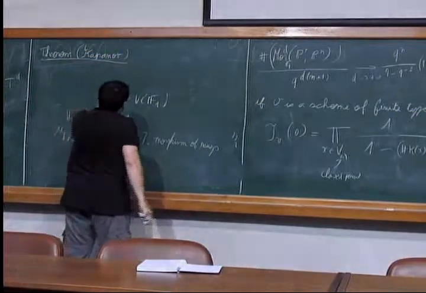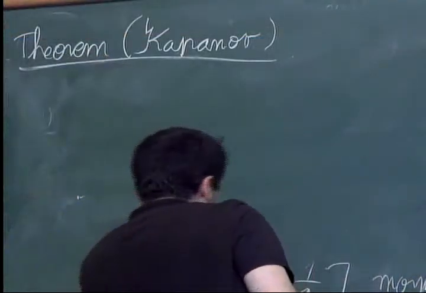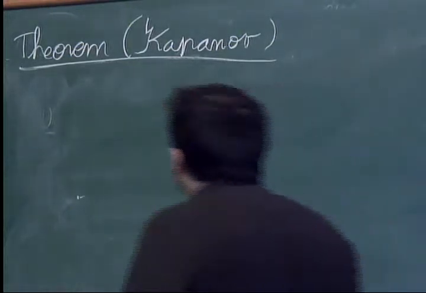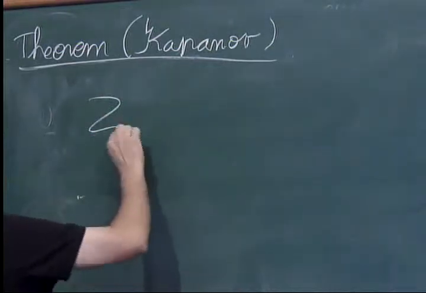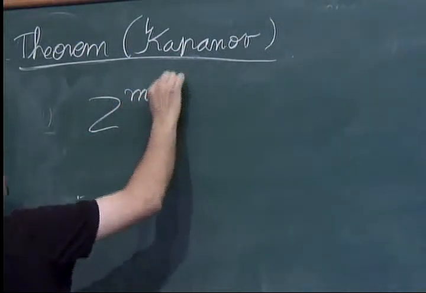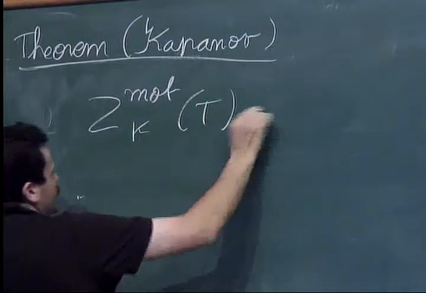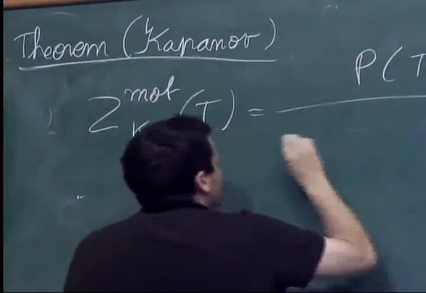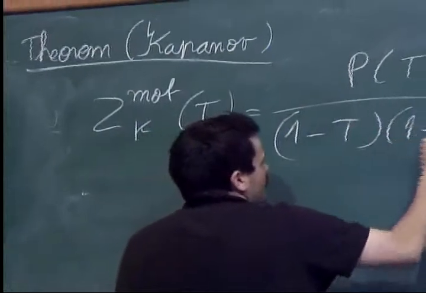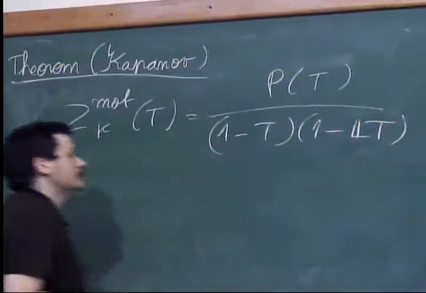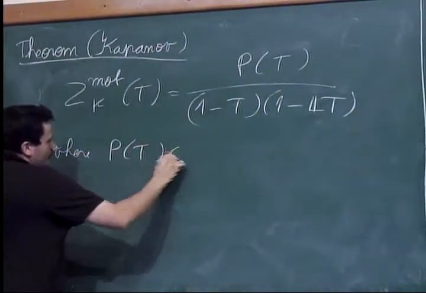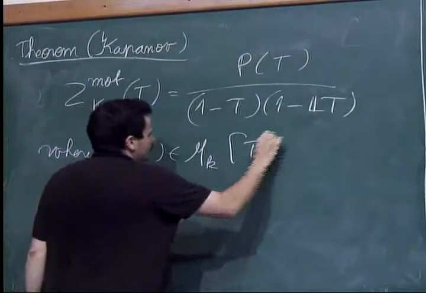Which more or less say that everything which can be hoped for this motivic height zeta function is true. Namely, this function for a curve may be written as P of t over (1 minus t)(1 minus Lt), where P of t is a polynomial with coefficients in Mk.